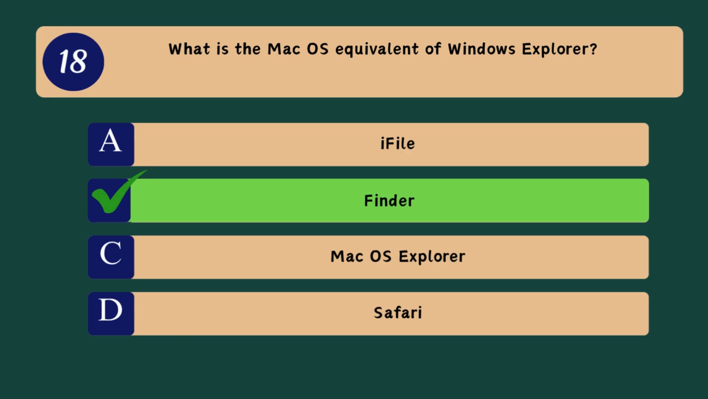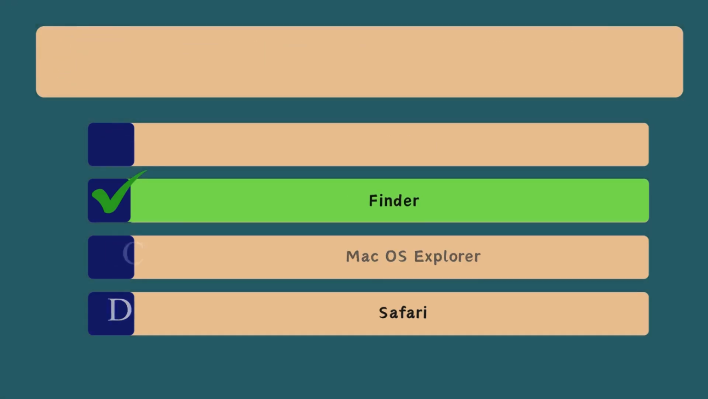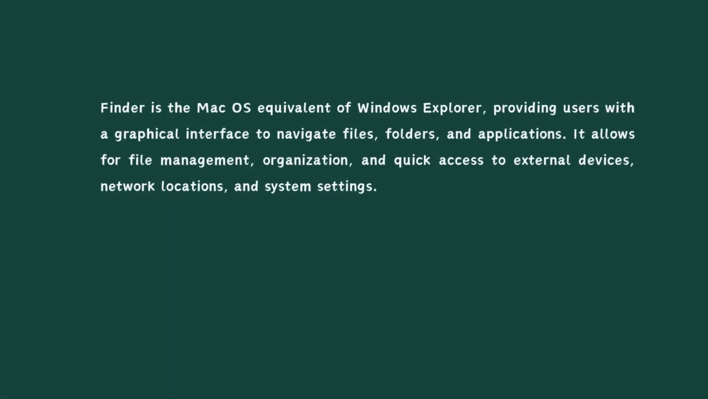Correct answer: B. Finder. Finder is the Mac OS equivalent of Windows Explorer, providing users with a graphical interface to navigate files, folders, and applications. It allows for file management, organization, and quick access to external devices, network locations, and system settings.